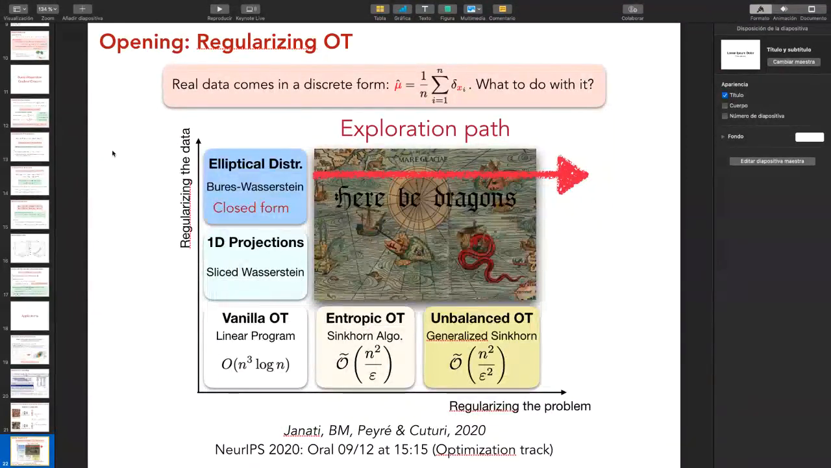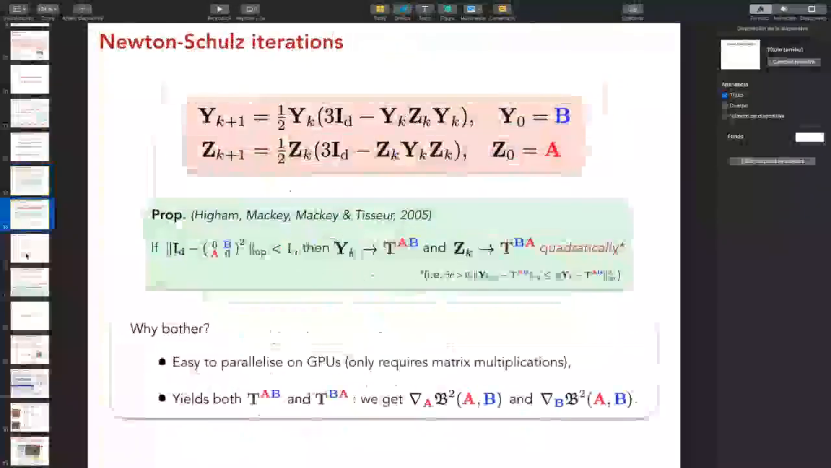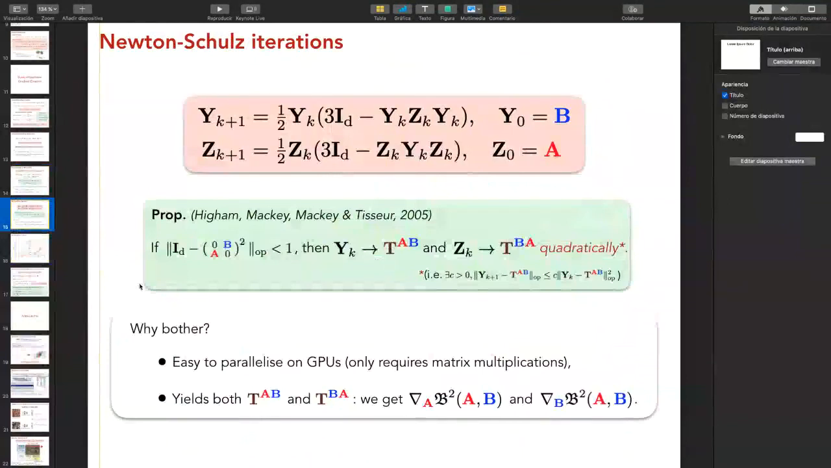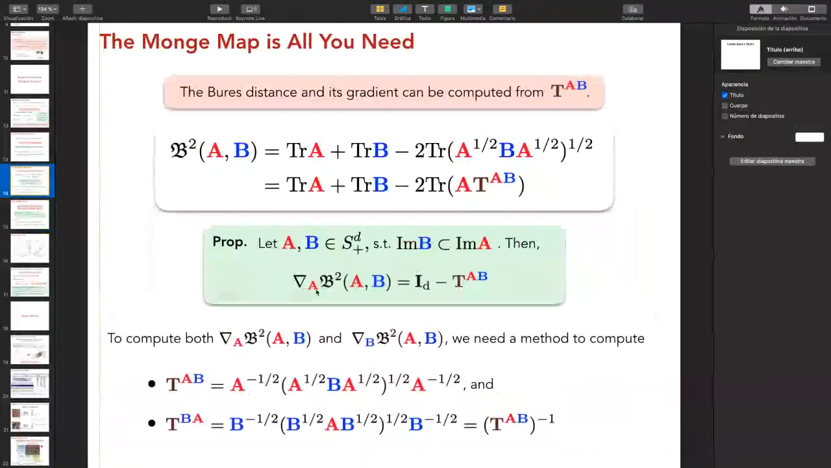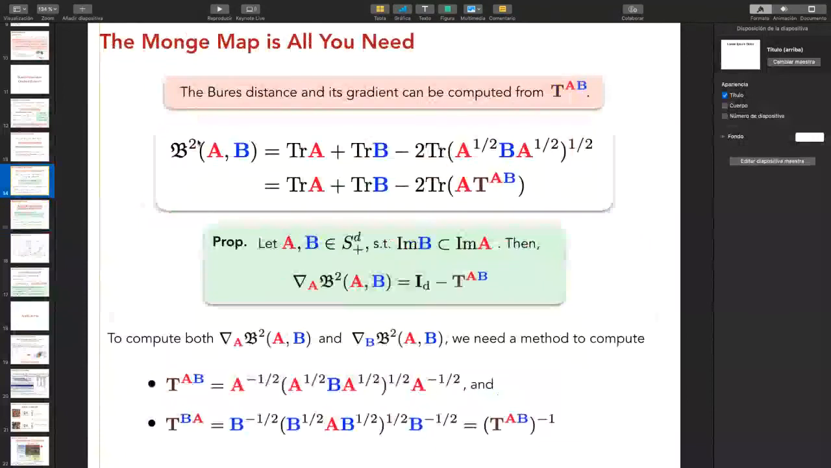Maybe I didn't understand. In your gradient descent procedure, do you use this Newton-Schulz iteration? Yeah. So actually, the Newton-Schulz iterations are just used to compute the distances and the gradients because they allow us to compute the Monge maps. And from the Monge maps, we can get the distances and the gradients.